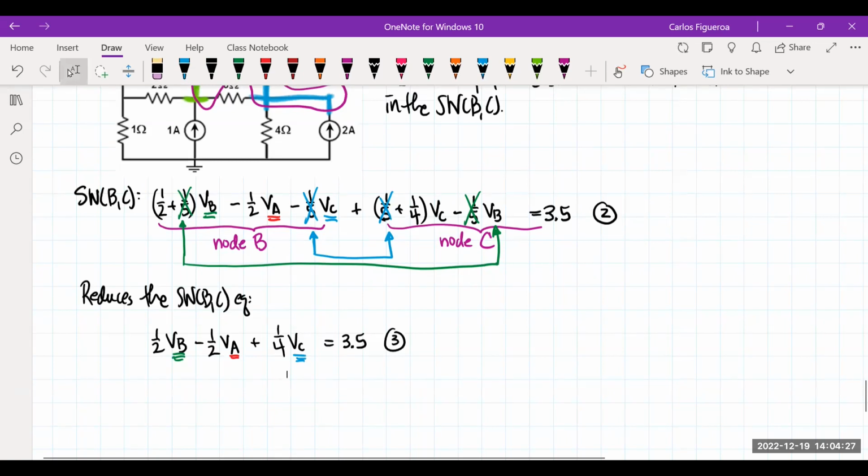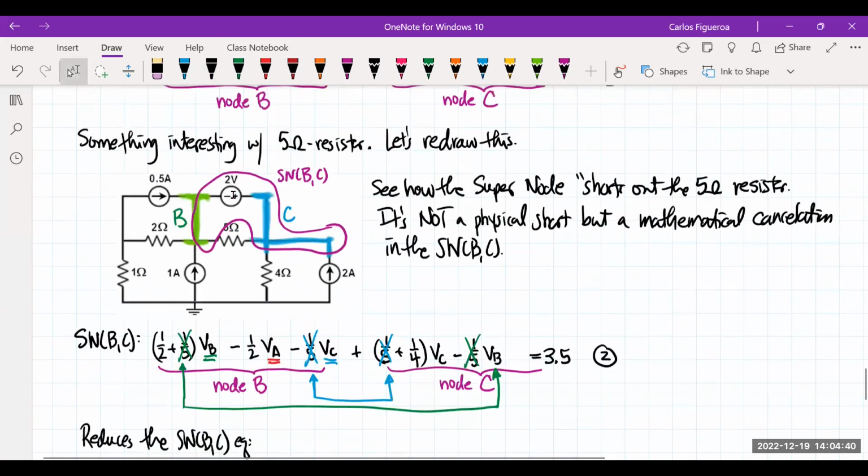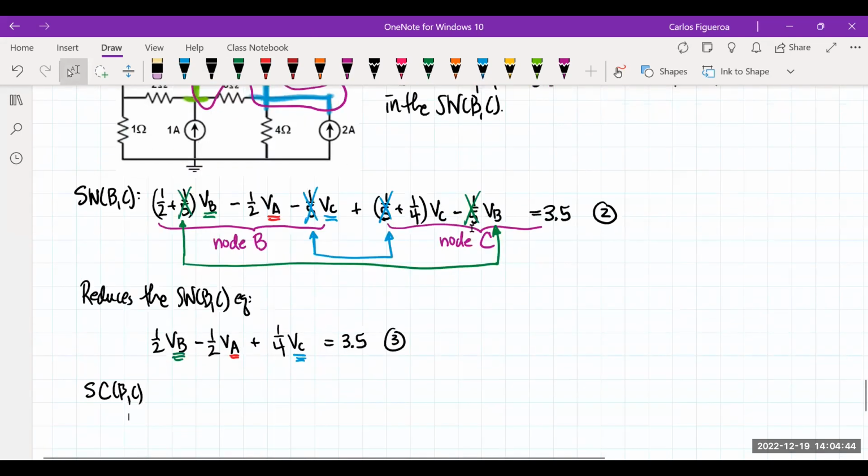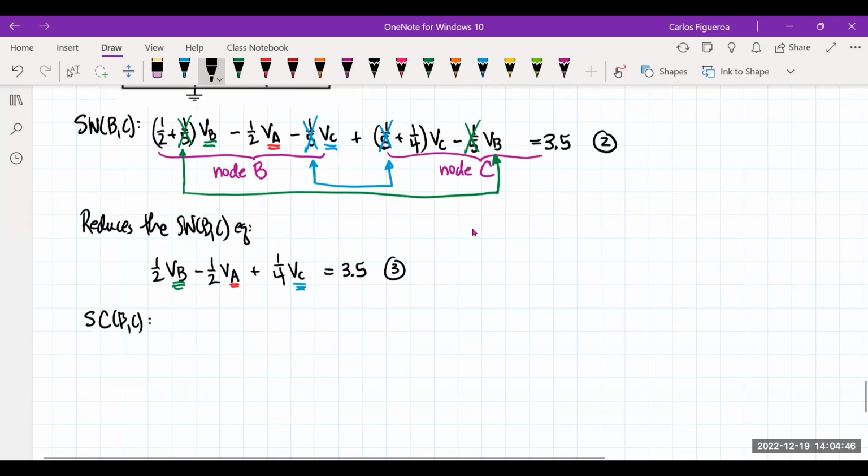So that's my third equation. That's what a supernode equation does. Then I'm going to look at the supercondition between B and C. If I look at where the voltage source is, this is the 2 volt. Note that C is higher than B. So this tells me VC minus VB is going to equal 2.